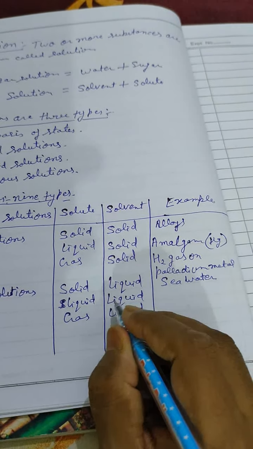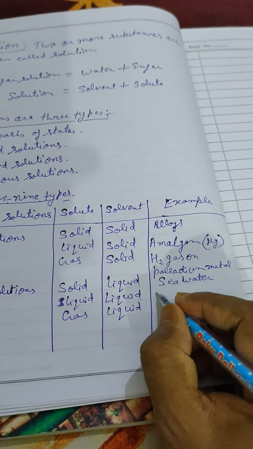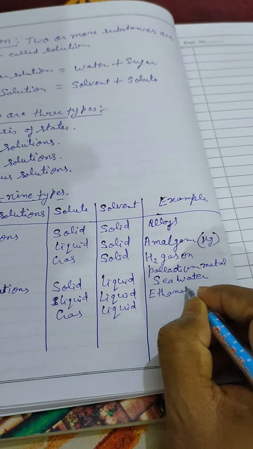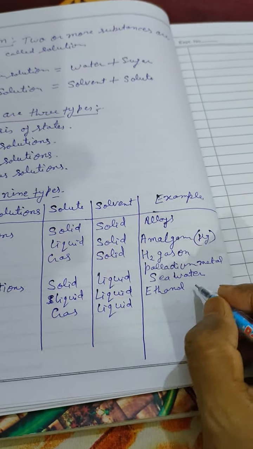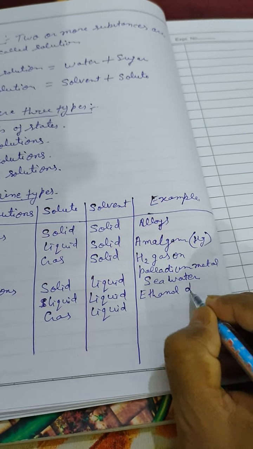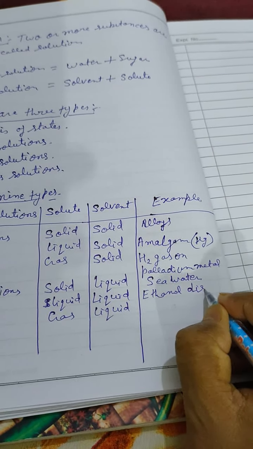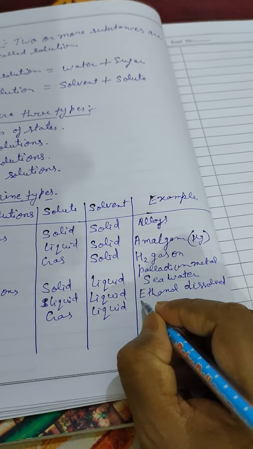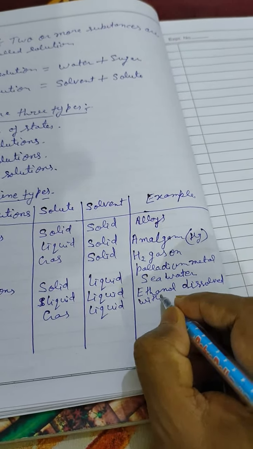Next, liquid mixed with liquid. For example, ethanol. Ethanol is alcohol in liquid state, dissolved with water.